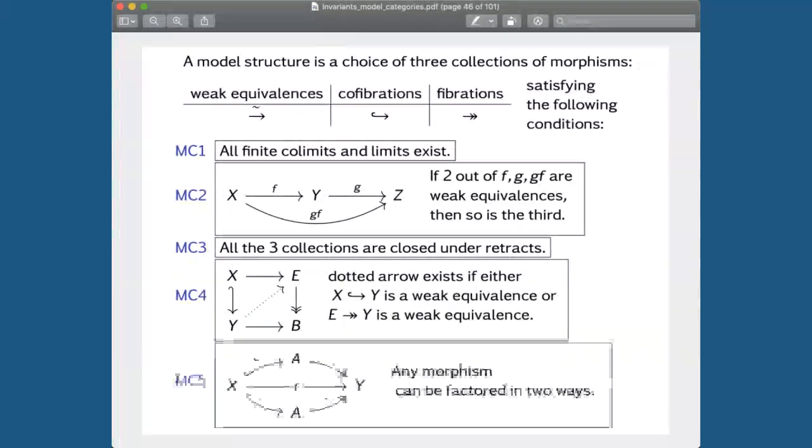Now the last axiom says that any morphism can be factored in two ways. First, a cofibration which is a weak equivalence, and then a fibration, or a cofibration and then a fibration which is a weak equivalence. All right, so these are the axioms. There's no need for comprehension of the details of these axioms, but here's an example, our key example of a model structure.